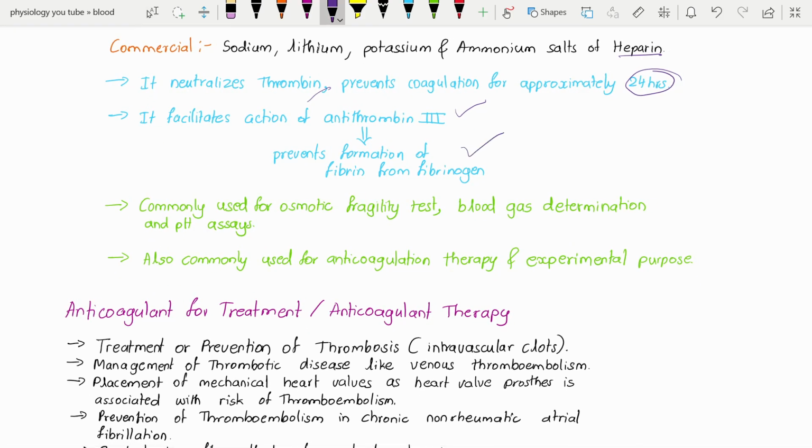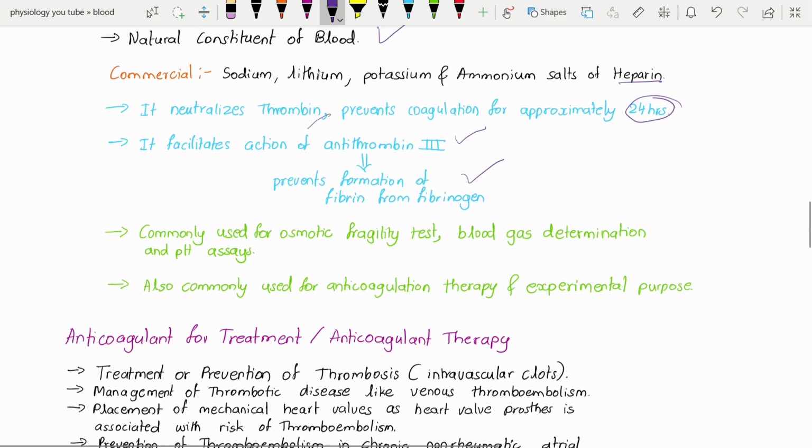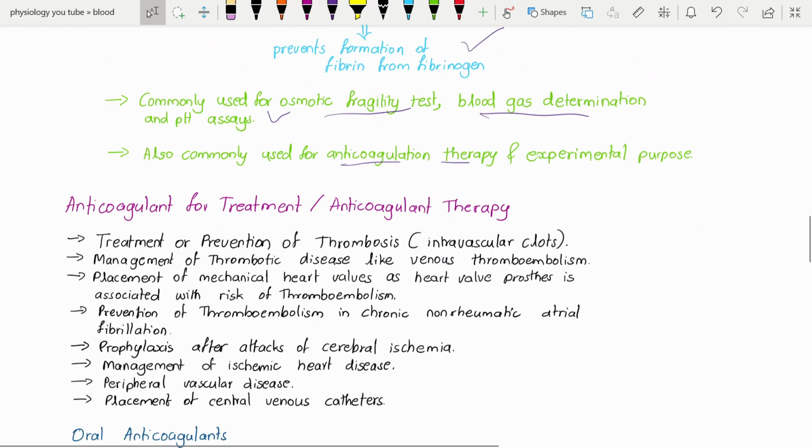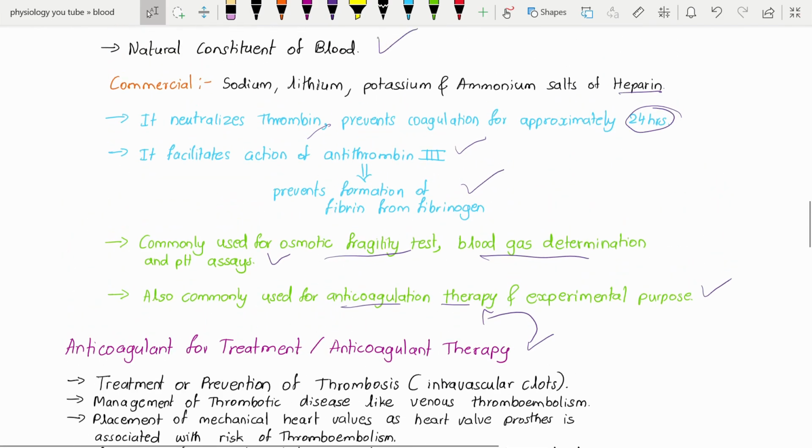It prevents the formation of fibrin from the fibrinogen. It is commonly used for the osmotic fragility test, blood gas determination and the pH assay, and it is also commonly used for anticoagulant therapy, which, as I already mentioned, has a separate heading here, so this is the same, and for experimental purposes in animals.